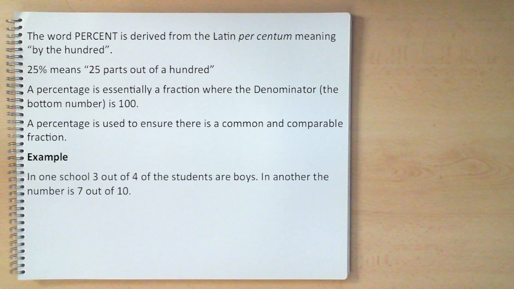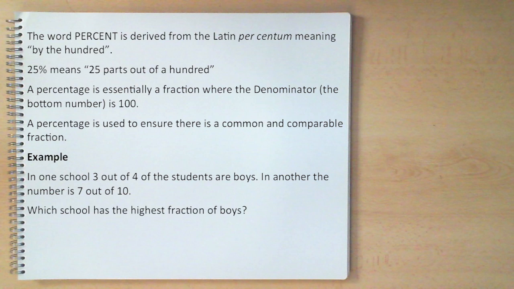Here's an example of two schools. In one of the schools, 3 out of 4 of the students are boys. In the other, the number is 7 out of 10. How do we know which one has the most boys? 7 out of 10 is not that easy to compare with 3 out of 4 unless you're really confident with your numbers. So which school has the highest fraction of boys?